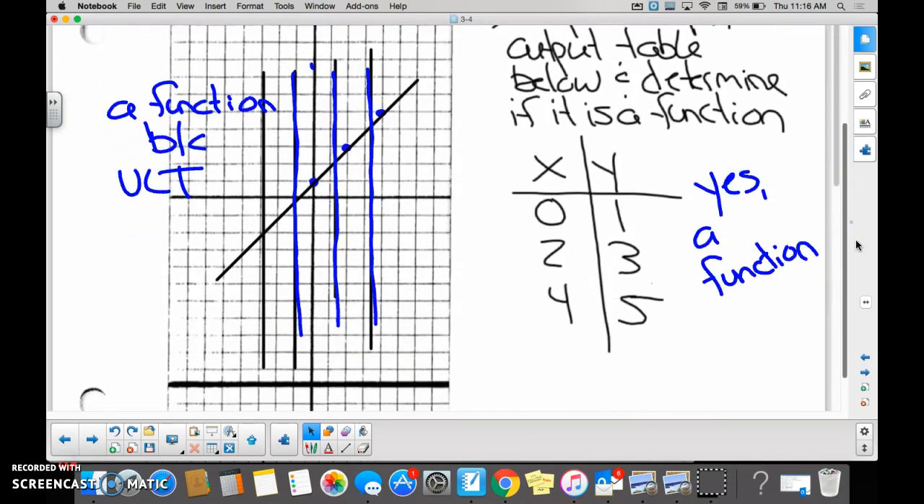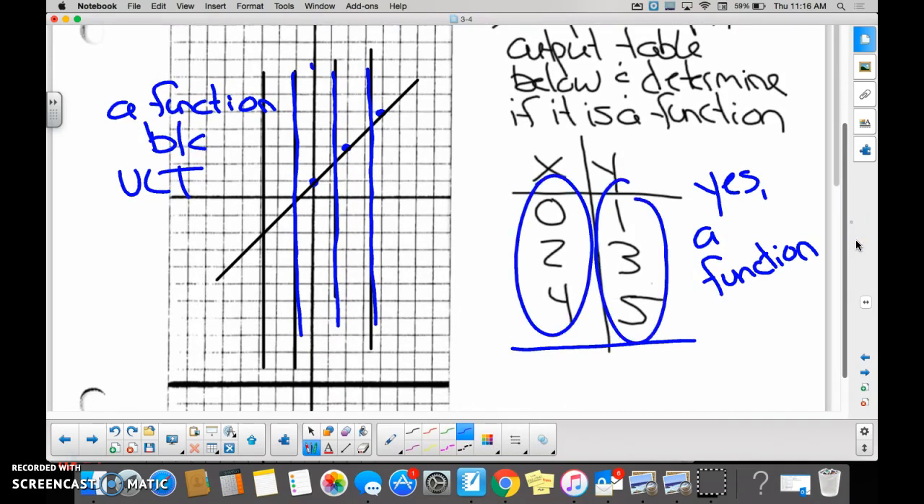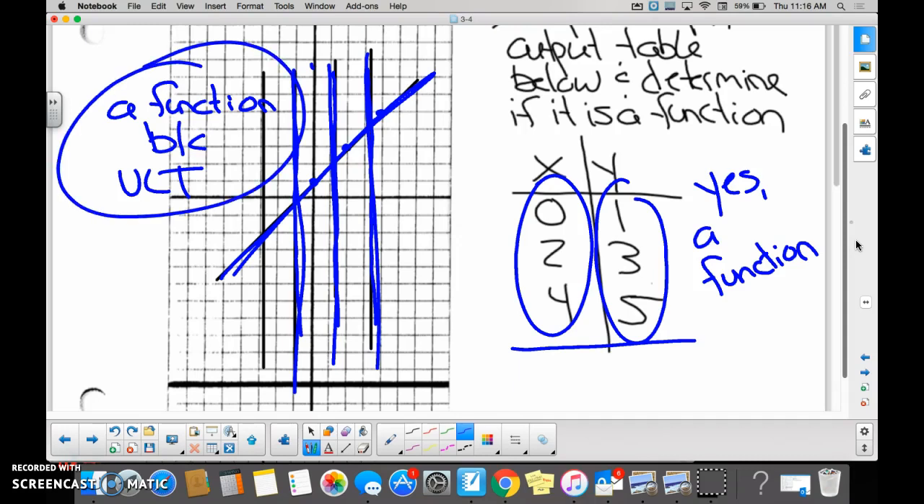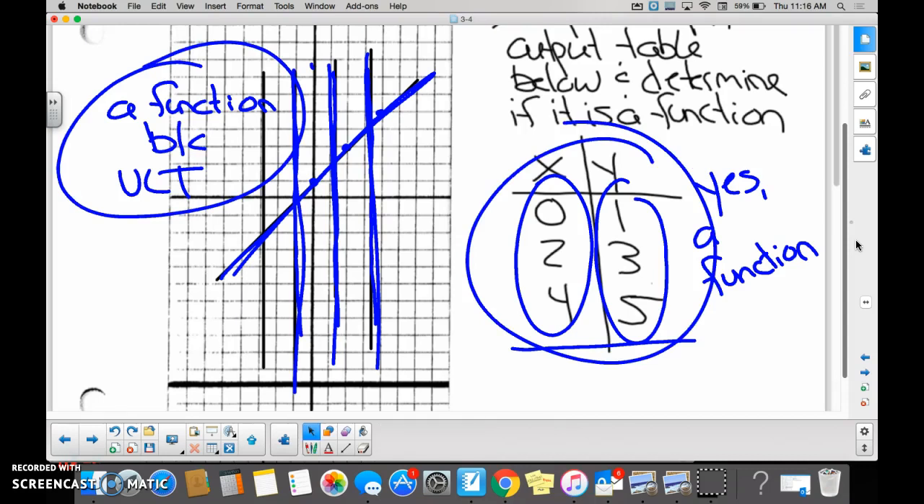look at my input-output table. How many outputs do these inputs have? One. Is it a function? Yes. So if I graphed that data, which I did right here, and I drew vertical lines anywhere through that graph data, how many times does it intersect the line? Once. So it's a function because of the vertical line test, and it's a function because of my input-output table. So I can prove it two different ways.